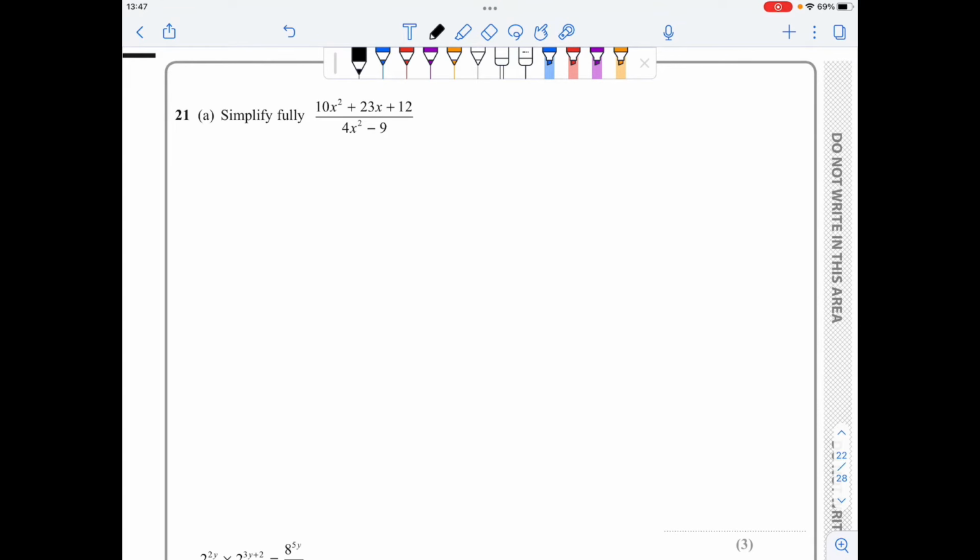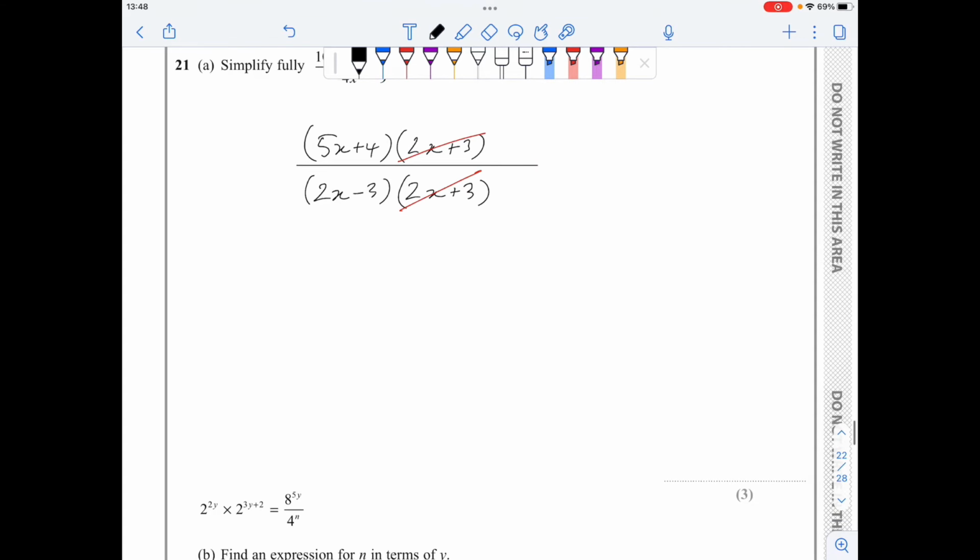For part A, I'll factorize both numerator and denominator. This will give me 5x plus 4 multiplied by 2x plus 3 over, and in the denominator I have the difference of two squares, and I get 2x minus 3, 2x plus 3. So I can cross out the 2x plus 3 from top and bottom, and I'll be left with 5x plus 4 over 2x minus 3.